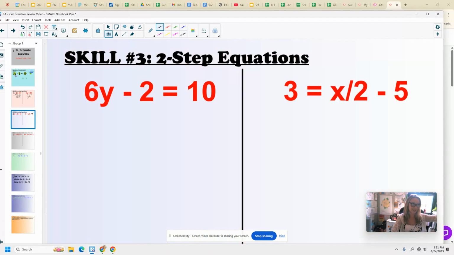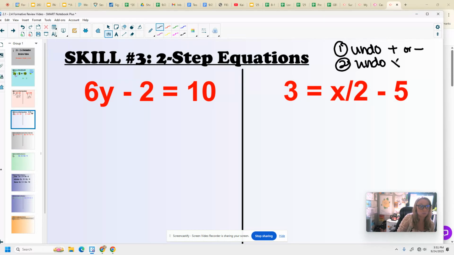Okay, moving up to the next level, two-step equations. When you're working with two-step equations, the first thing you want to do is undo addition or subtraction. And then you want to undo multiplication or division. A good strategy: you could have a piece of paper out next to you and you can pause this video, solve the equation, and see if you get the same answer as me.